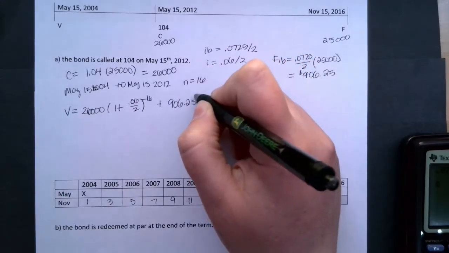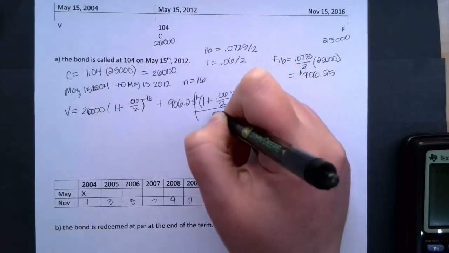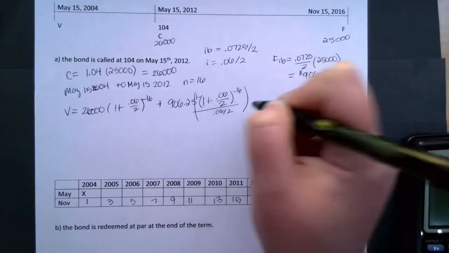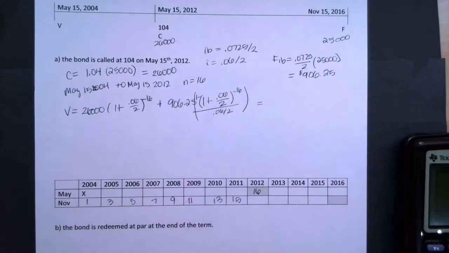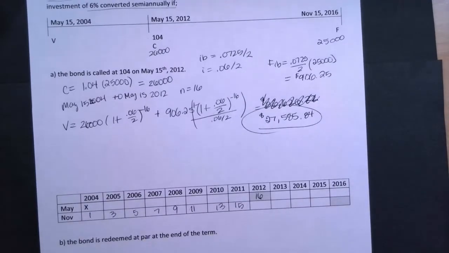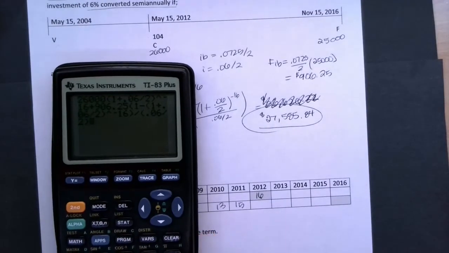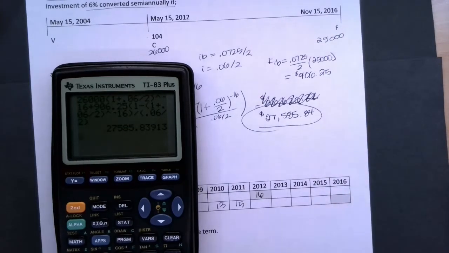So that's going to be 1 minus 1 plus 0.06 over 2 to the negative 16, all over 0.06 over 2. Because this again is your A sub n, you're taking all those payments and moving all of them backwards. When we enter that in our calculator, we get 27,585 and 84 cents, rounding to the nearest penny.